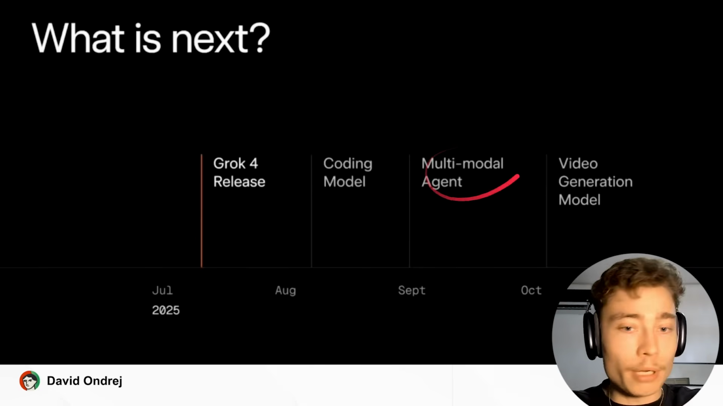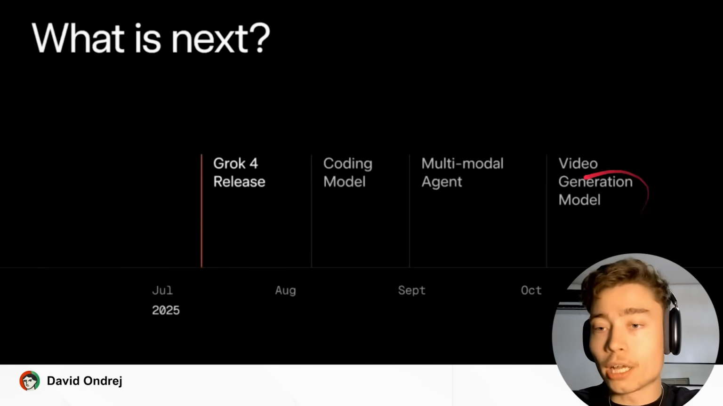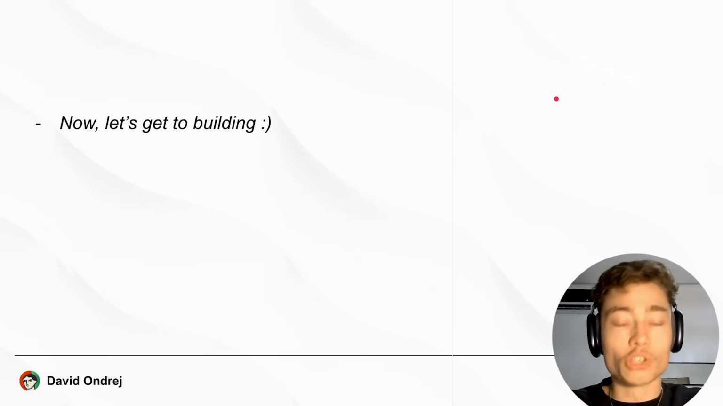Then another month after that, in September, we will get a multimodal agent that will be really good at video. And in October, they'll actually create a video generation model. So now, let's get to building.